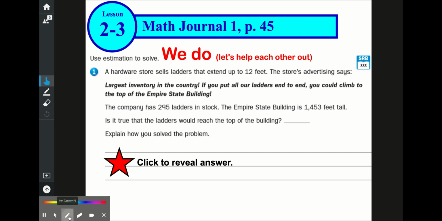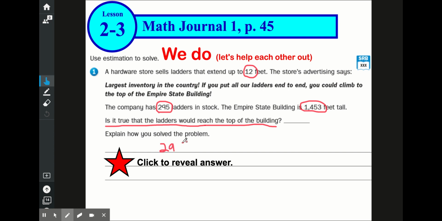So what I think we need to do is decide, what are we trying to figure out? I see a question right here. Is it true that the ladders would reach the top of the building? So I'm not being asked an exact number. I'm being asked a reasonable answer. The company has 295 ladders. The Empire State Building is 1,453 feet tall. Each ladder extends to 12 feet. And if we put all of our ladders end to end extended, we should be able to reach this.